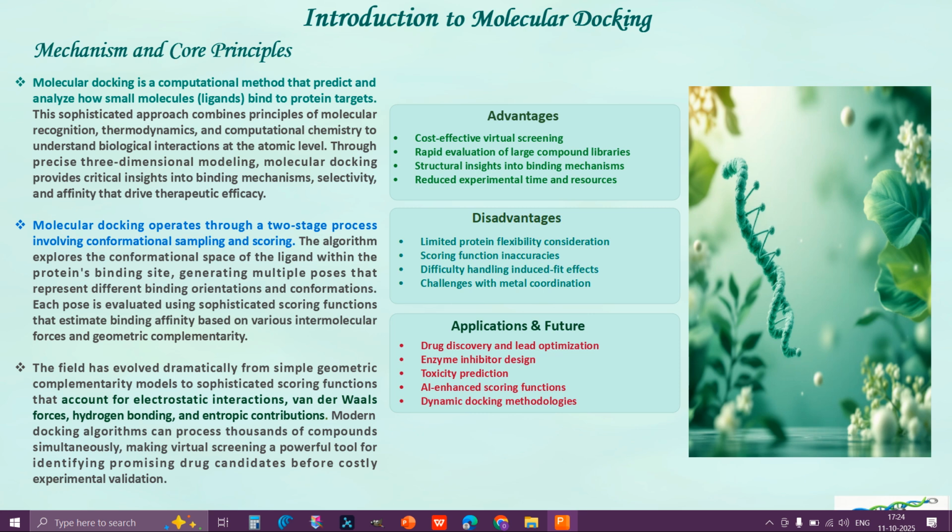For validation you have to perform experiments, but here it brings a thousand compounds down to one to five compounds, so your money is getting saved. Instead of screening a thousand, you can now screen one to five compounds, which are the hit compounds you get from this molecular docking process. It's a rapid evaluation of large compound libraries, what I explained just now.